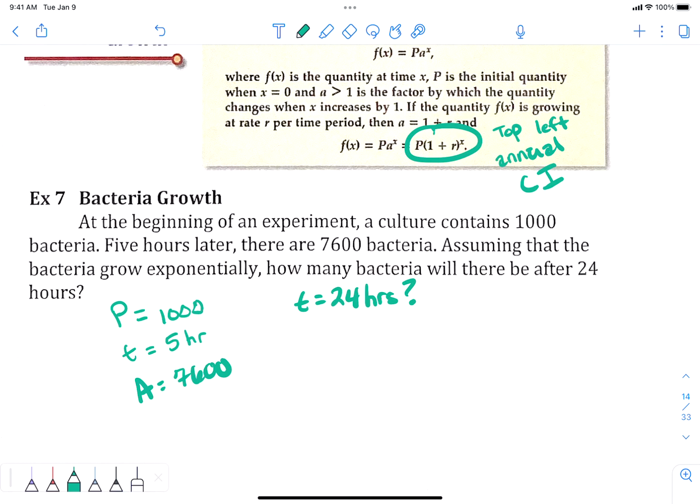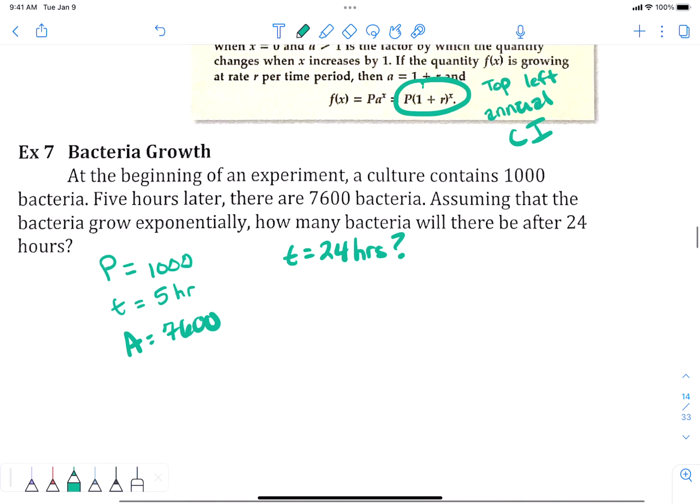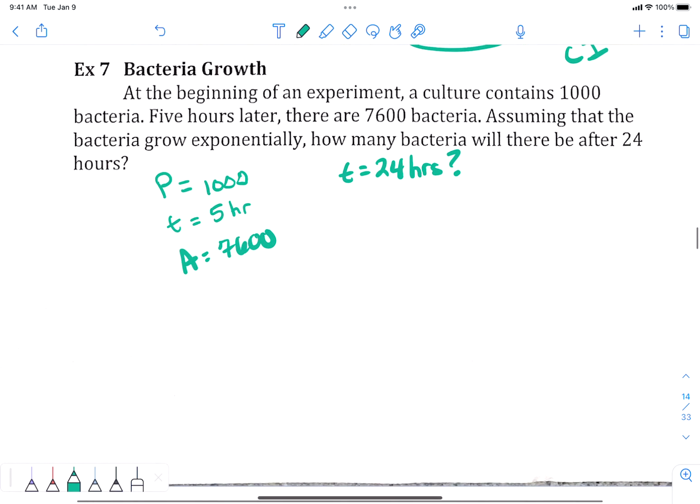All right, now, what did they not give us? The percent. The interest rate. They didn't give us how much or how long it's doubling, tripling, whatever. They did not give us that. So we had to find that out by doing some things. So we know that our formula is going to look something like this. Let's plop them in and let's see what we have going on here now.